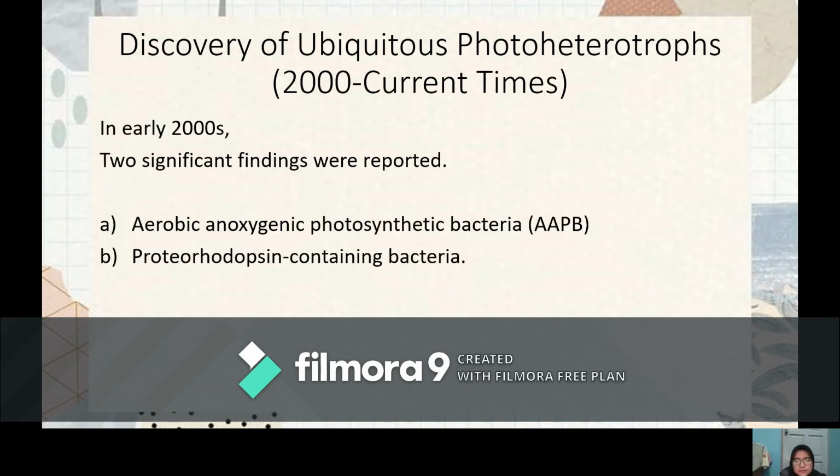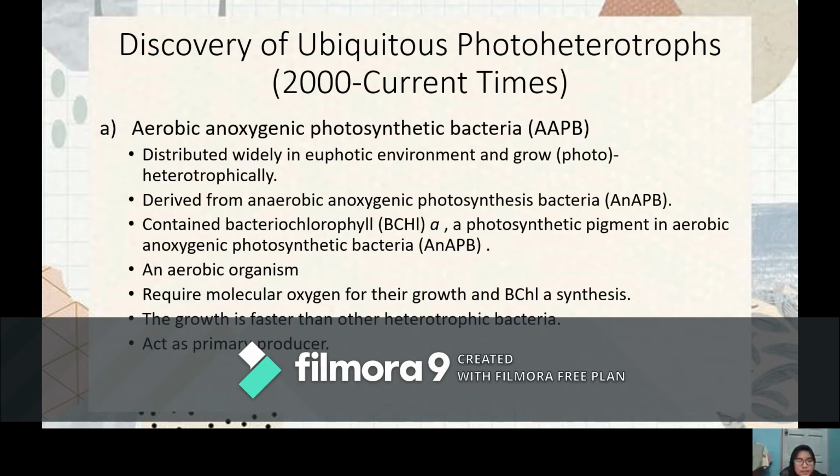In the early 2000s, two significant findings were reported, which are aerobic anoxygenic photosynthetic bacteria and proteorhodopsin-containing bacteria. The aerobic anoxygenic photosynthetic bacteria are distributed widely in the euphotic environment and grow heterotrophically. They are derived from anaerobic anoxygenic photosynthetic bacteria. This AAPB contains bacteriochlorophyll a, a photosynthetic pigment.